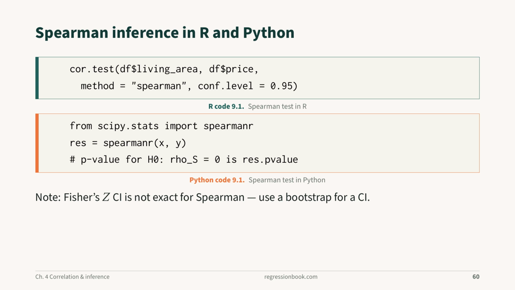Inference for Spearman in practice. In R, the correlation test with the Spearman method. In Python, SciPy's dedicated function returning coefficient and p-value. One caution closes the page. Fisher's transformation is not exact for Spearman's coefficient, so for a confidence interval, use a bootstrap instead.